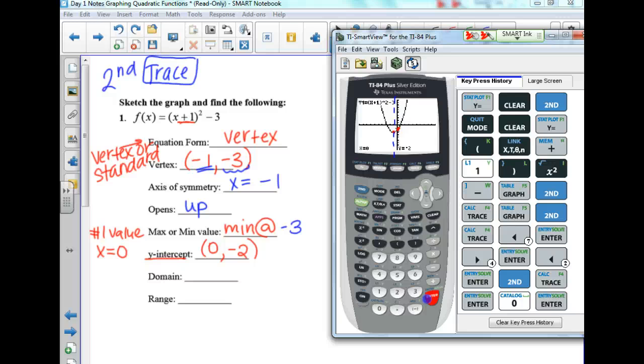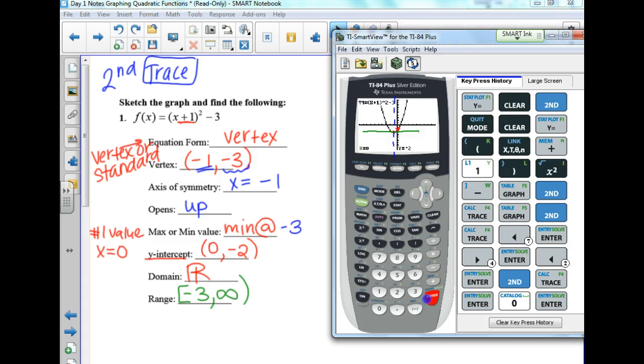What is the domain of this function? All real numbers. The domain of any parabola, any quadratic, is all real numbers. Okay, and then the range. So we have an upward parabola, so we look at the lowest y value. What's the lowest y value? Not -2, that's the y-intercept. -3, right, we're going from the vertex. So we do bracket, -3, comma, infinity, and that gives a parenthesis.